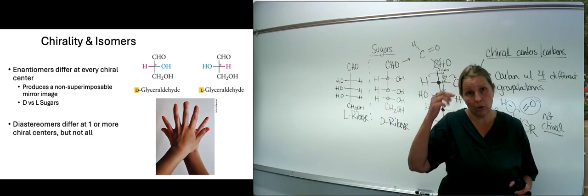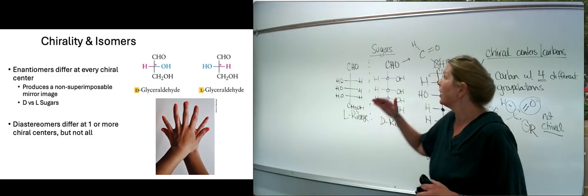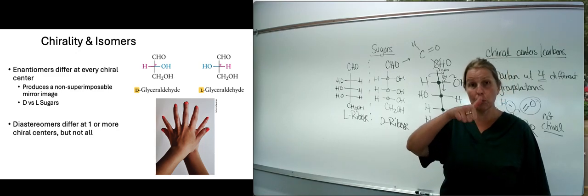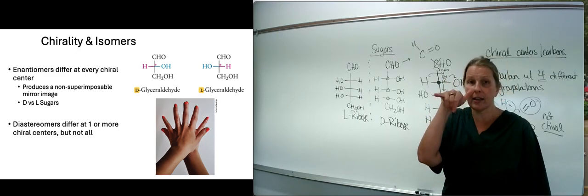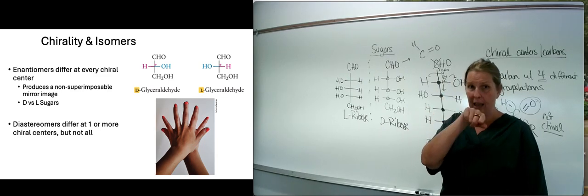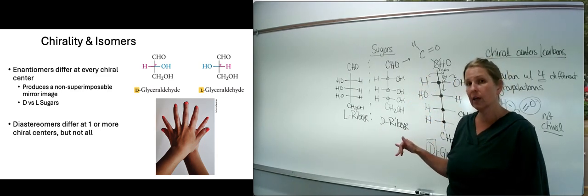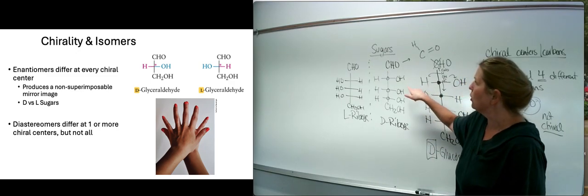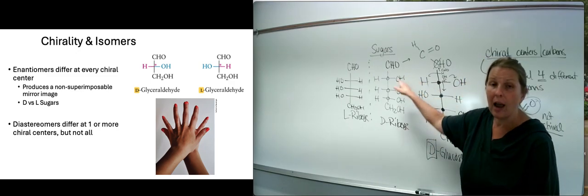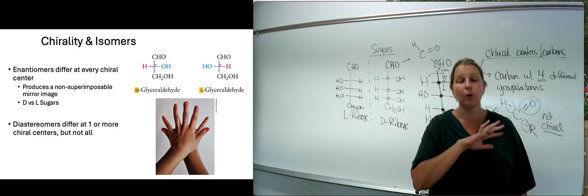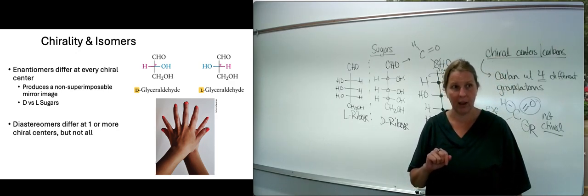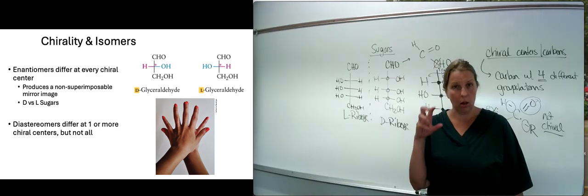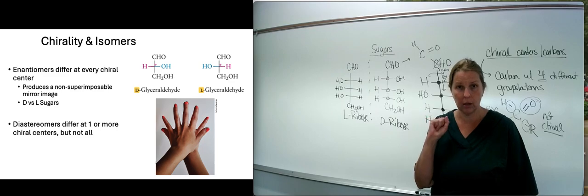Again, we have enantiomers, that's the D versus the L. They differ at every single chiral center, so you have to identify the chiral centers, and then you have to move the group to the other side in the Fischer projection. Left goes right, right goes left. If you do that for every single chiral center, you create an enantiomer. However, if I were to take D-ribose and only move this particular OH, I would only change 1 chiral center. I would therefore have a diastereomer. Diastereomers differ at at least 1, but not all, of the chiral centers.